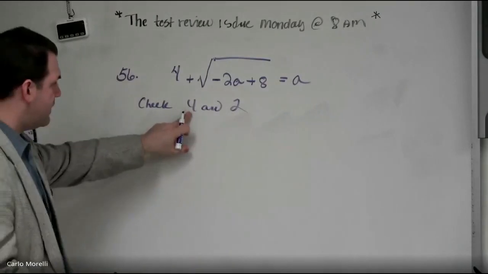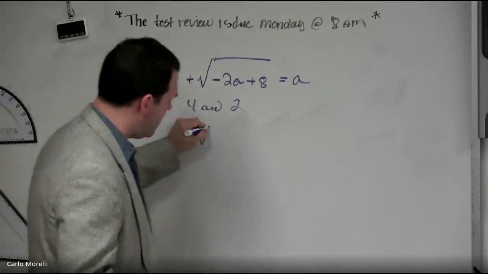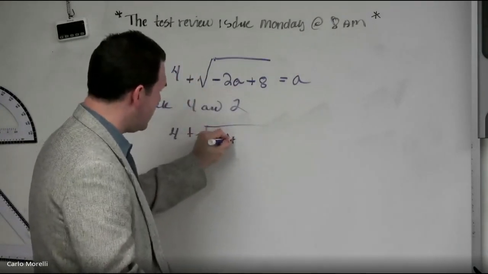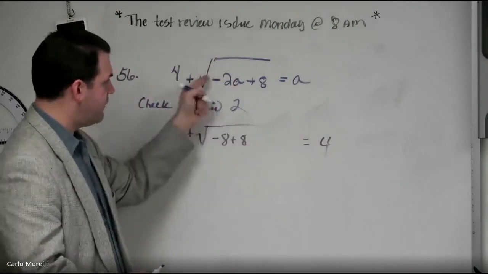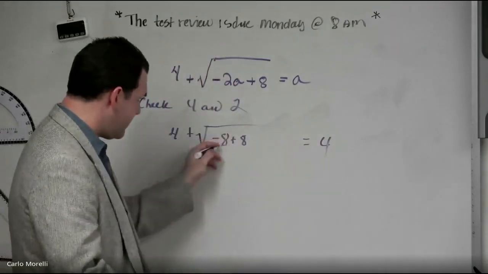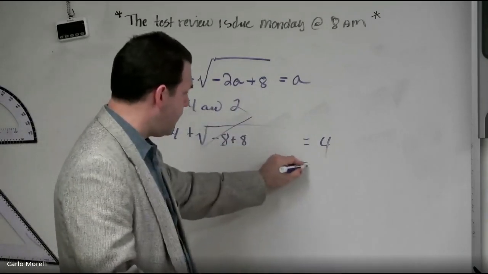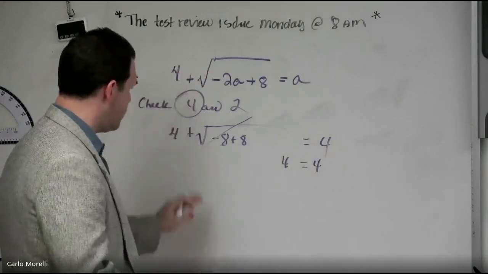So we're going to plug in the 4. So first I got 4 plus the square root of negative 2 times 4 is negative 8, plus 8, equals 4. I'm just substituting the 4 everywhere I see an a. Negative 8 plus 8 is 0, so the square root of 0 is 0. Does 4 equal 4? Is that a true statement? Good, so that means 4 is a good solution.